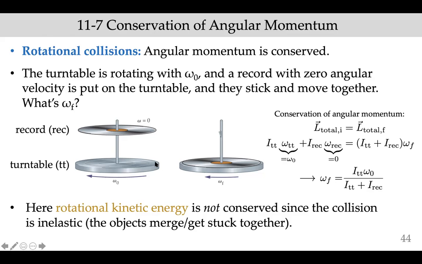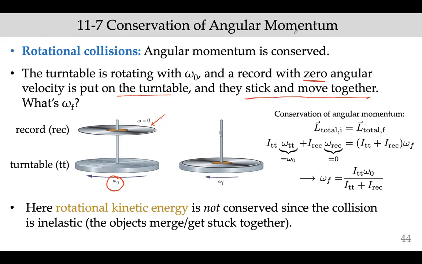Here's an example. We have a turntable. This table is rotating this way, with some angular speed. And a record, this is the record, initially has no angular speed. A record with zero angular velocity is put on the turntable. So you put it here, and slowly you put it down. This was rotating, and when you put the record on this turntable, they stick together. Now, not only the turntable is rotating, also the record is rotating. So they stick and move together.